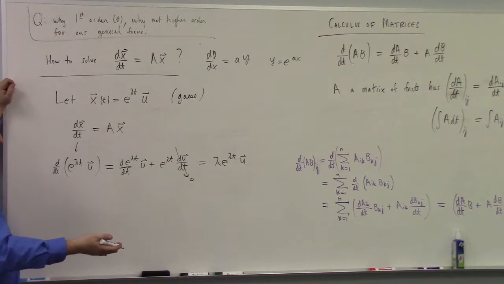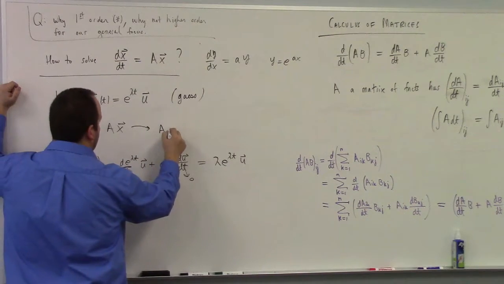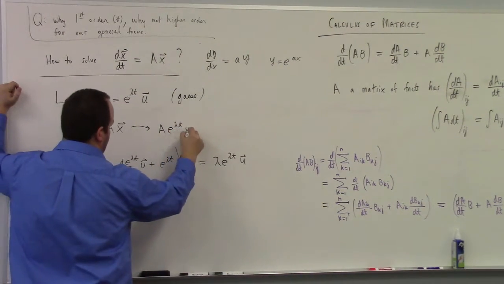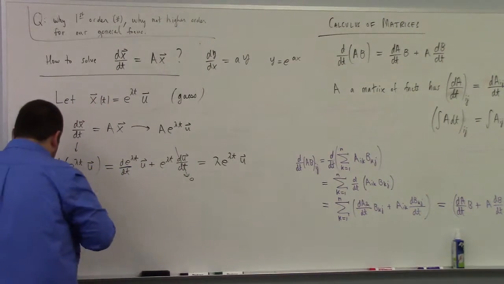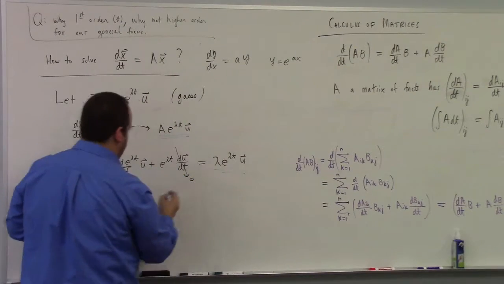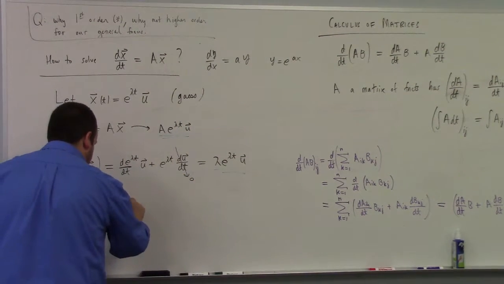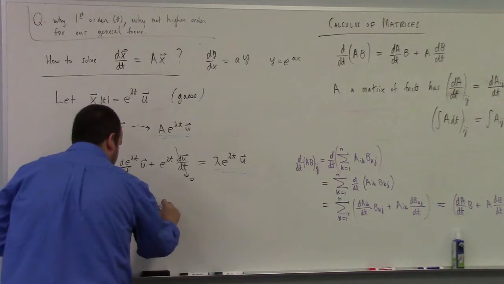So that's the differentiation. And then on the other side, this goes to just a e to the lambda t times u, right? So we want these to be equal. We want this to be equal to that. So that gives us this condition: a e to the lambda t times u equals lambda e to the lambda t times u.